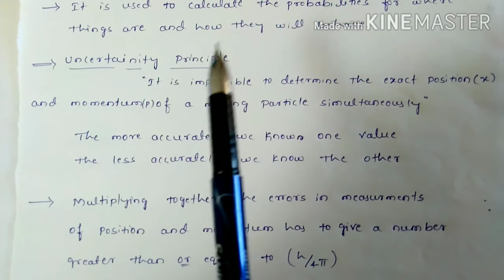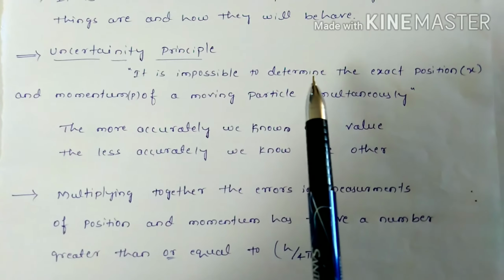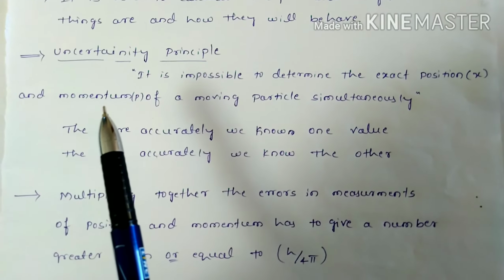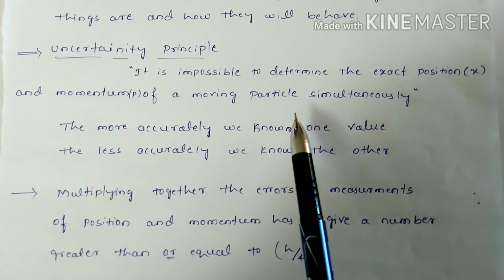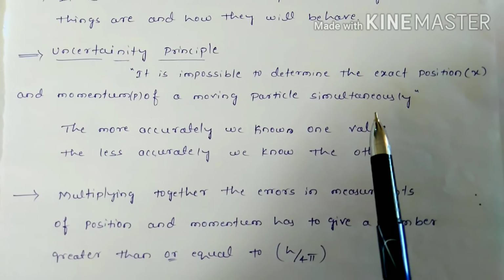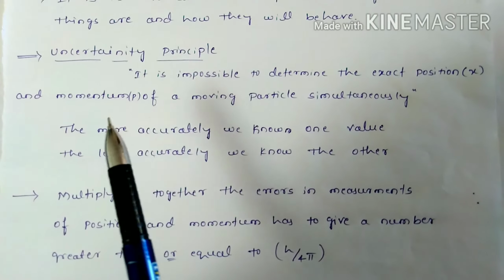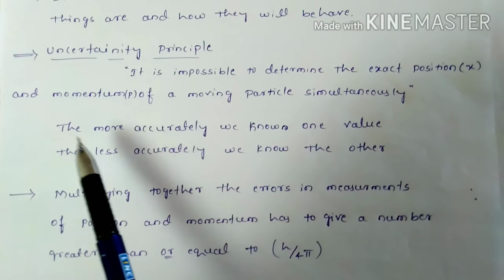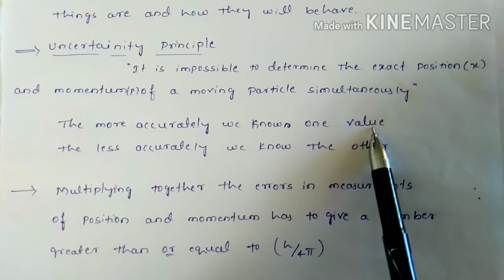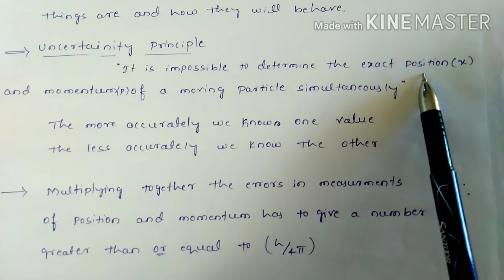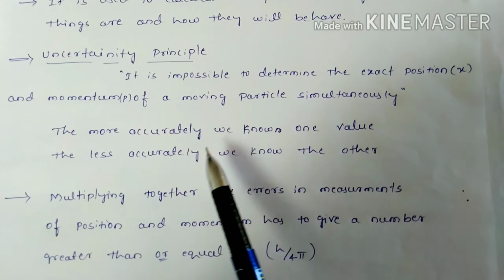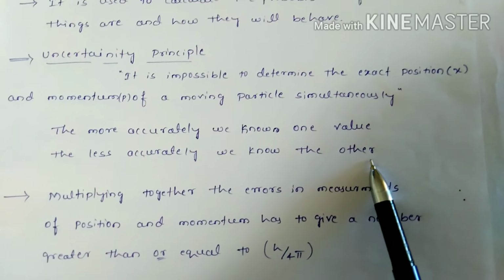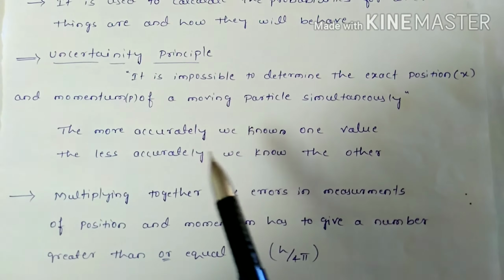The uncertainty principle statement says it is impossible to determine the exact position x, here position we will indicate by x, and momentum, which is indicated by p, of a moving particle simultaneously. So you cannot find out the exact position and the momentum of a moving particle simultaneously. The more accurately we know one value, for example if I want to find the exact position with less error, that is, if I know the value x accurately, then the less accurate we know the other value. The value of momentum, or p, will be less accurate.